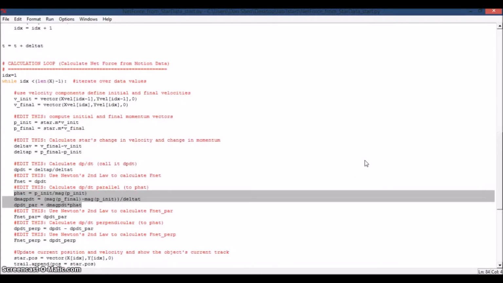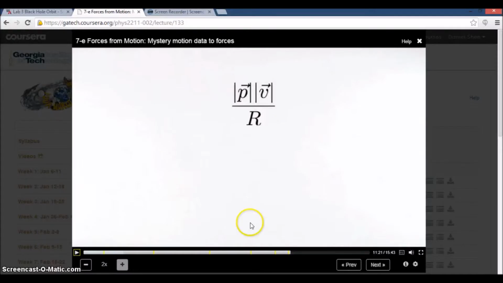Now we're going to calculate dp/dt parallel by calculating d mag p/dt and multiplying that with p hat, and then we're going to assign this variable to f net parallel. Then we're going to calculate dp/dt perpendicular by subtracting dp/dt parallel from dp/dt, and then assign that value to the variable f net perpendicular.